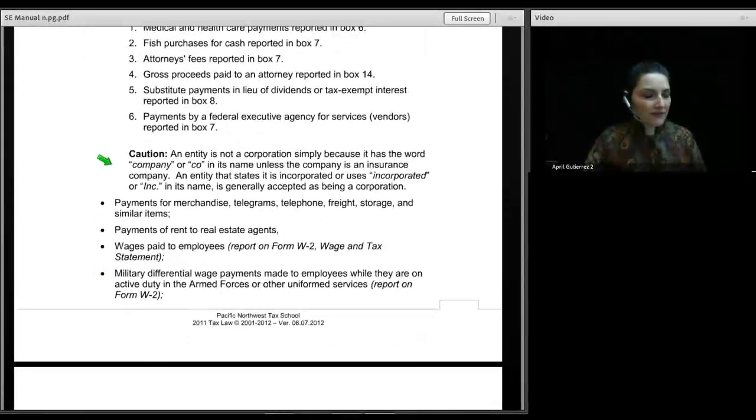I have a caution here. An entity is not a corporation simply because it has the word company or co in its name, unless the company is an insurance company. An entity that states it is incorporated, however, or uses the word incorporated or Inc. in its name generally can be accepted as being a corporation.